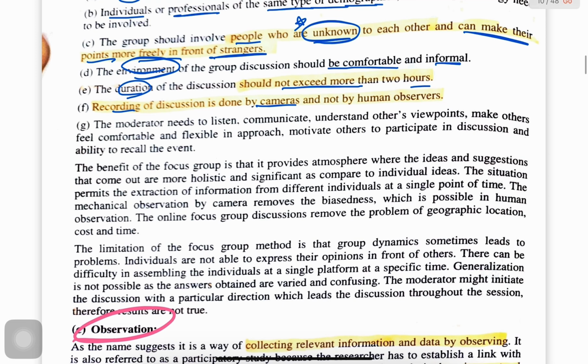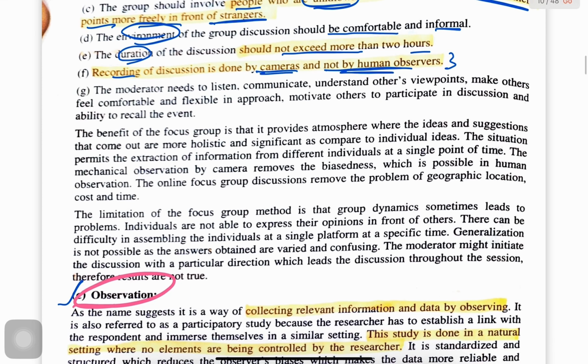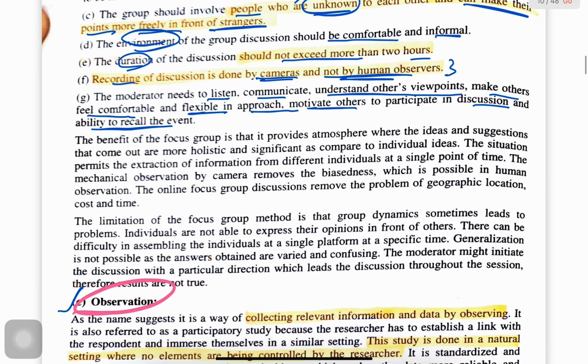Recording should be done by cameras and not by human observers. We'll discuss this in detail in the observation method of primary data collection. The moderator needs to listen, communicate, and understand others' points of view, make them comfortable and flexible in approach, motivate others to participate in the discussion, and have the ability to recall the event.